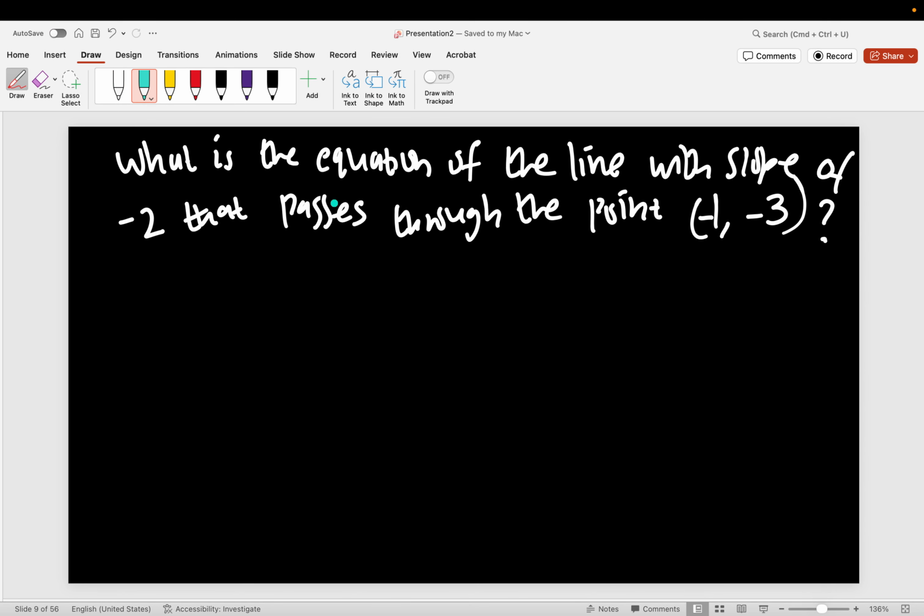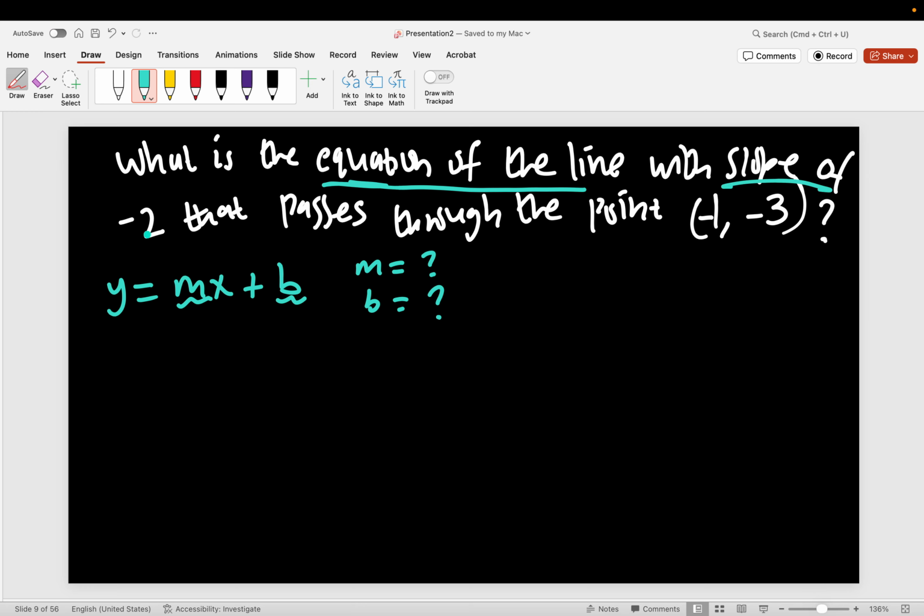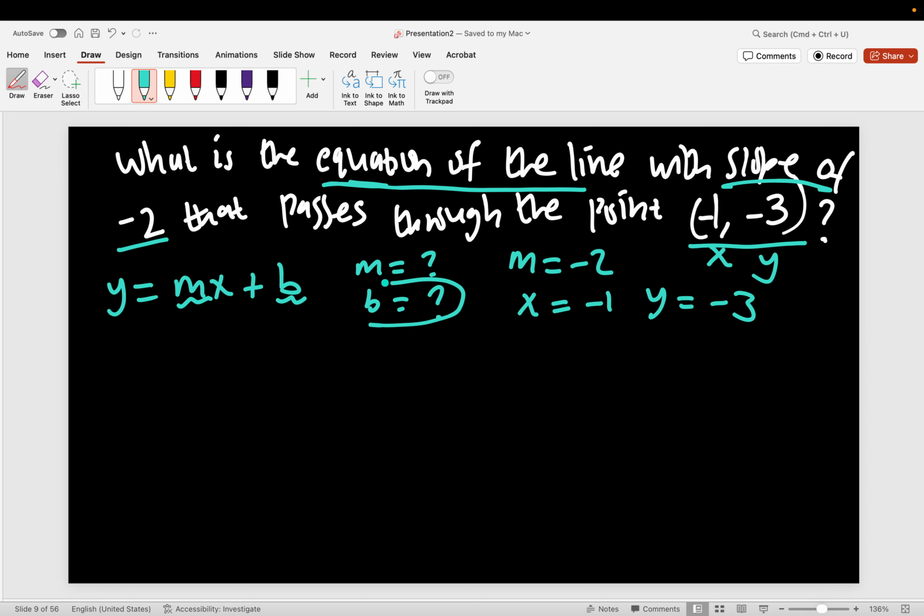If you're trying to find the equation of the line, just use slope-intercept form, which is mx plus b. If we're using slope-intercept form, then I need to know m and I need to know b. Thankfully, my question is very nice and it already gives me m. It tells me that m is -2. It doesn't give me b, but it does give me some points that might help me with b, right? So it gives me some x value and some y value. So now all I need to do is find b.